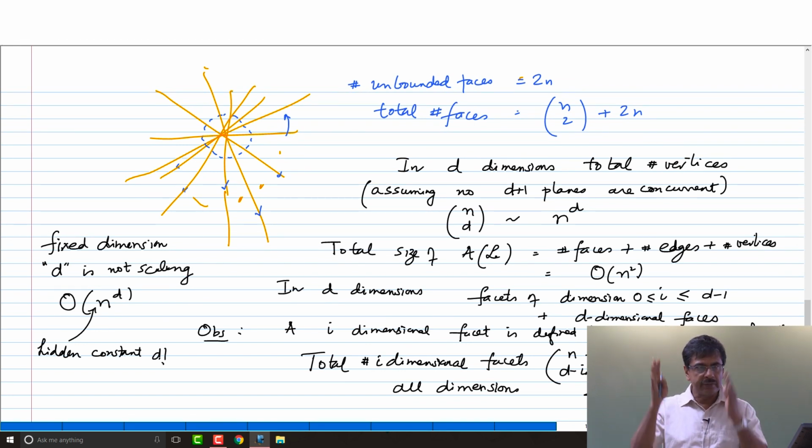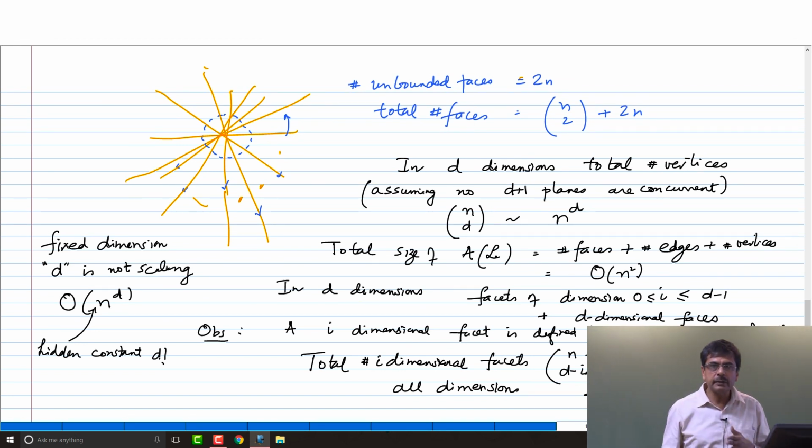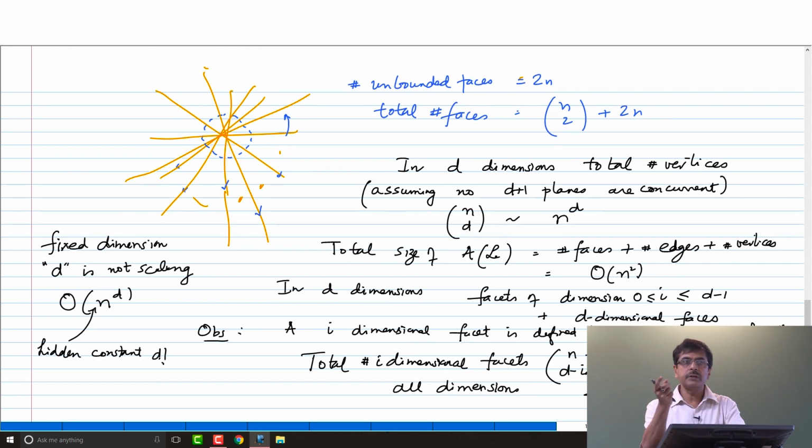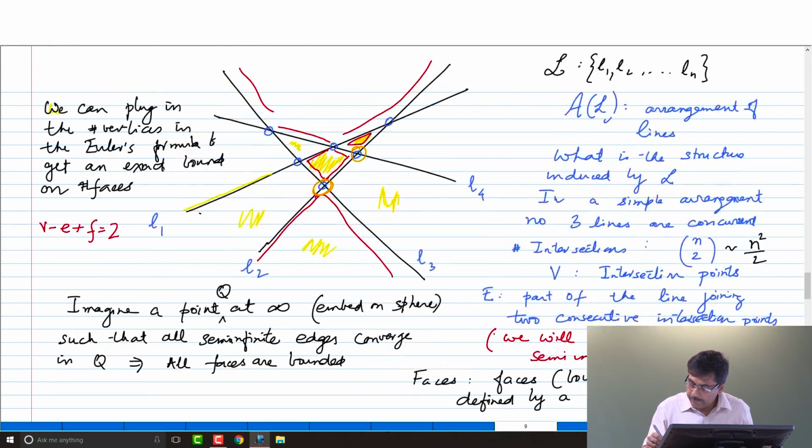Then I created those parallel slabs. Now, each parallel slab basically had lines intersecting. How many slabs were there? There were n square slabs. Each slab had n lines, which means that the space of the data structure was n cube. Let me just quickly show this. We never discussed it then.